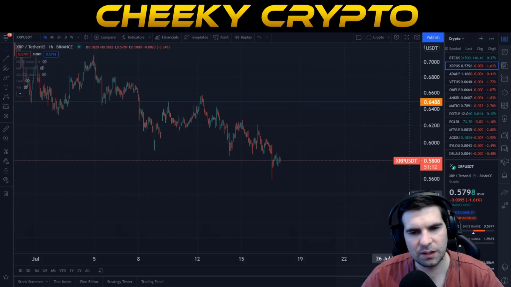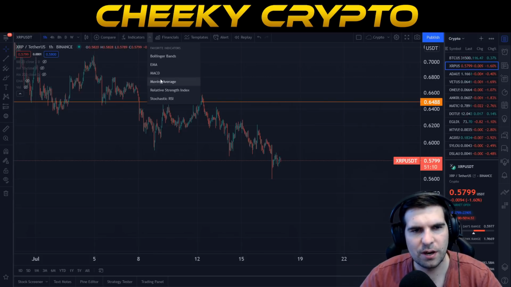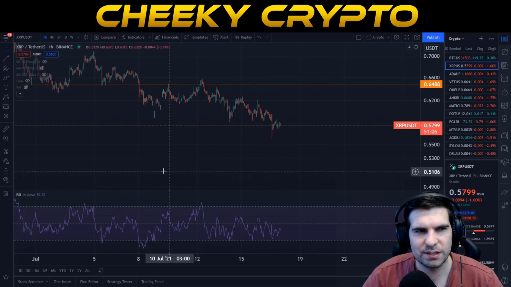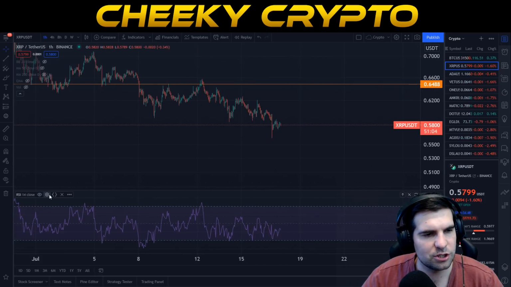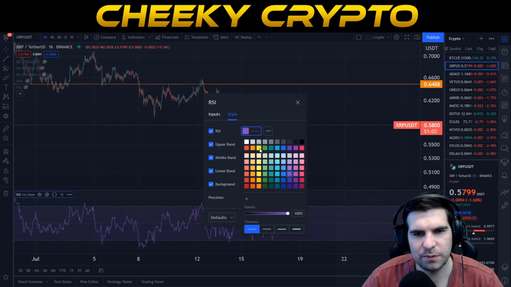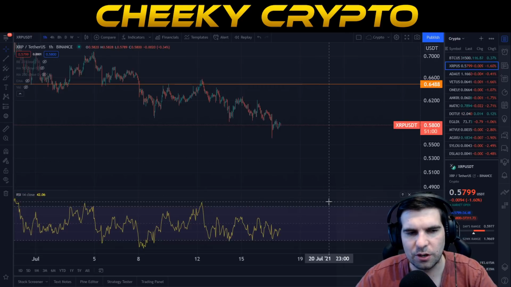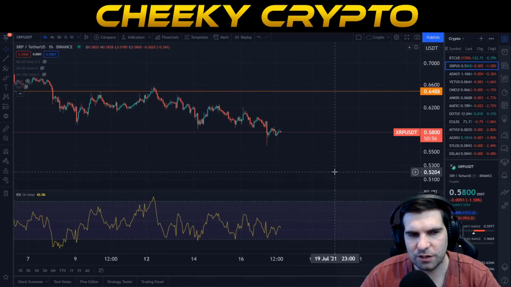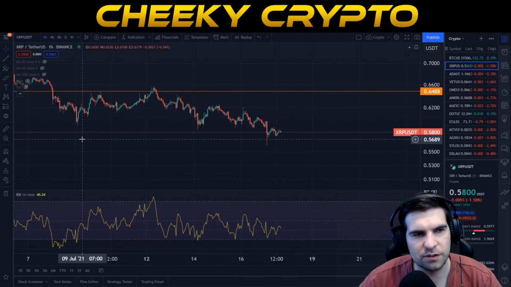Now, I'm going to take that stochastic off and we are going to throw in our relative strength index. This is going to show us a different picture. Again, I'm just going to change the colors on this to make it a little bit more visible so you guys can get a clear view of what's going on on the hourly chart from the relative strength index versus the stochastic relative strength index.